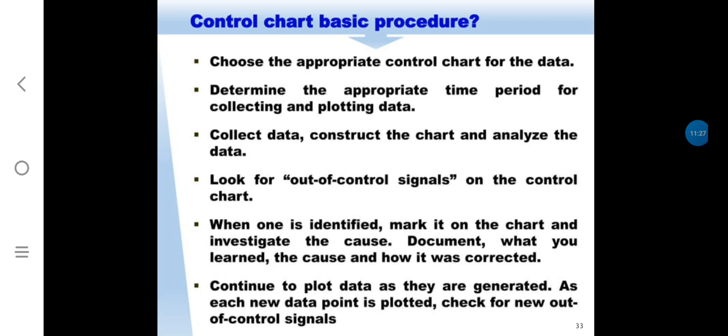Okay, this is the basic procedure of control charts. Choose the appropriate control chart for the data, and determine the appropriate time period for collecting and plotting data. Collect data, construct the chart and analyze the data. Look for out-of-control signals on the control chart. When one is identified, mark it on the chart and investigate the cause. Document what you learned, the cause and how it was corrected, and continue to plot data as they are generated. As each new data point is plotted, check for new out-of-control signals. This control chart procedure is for your further information.